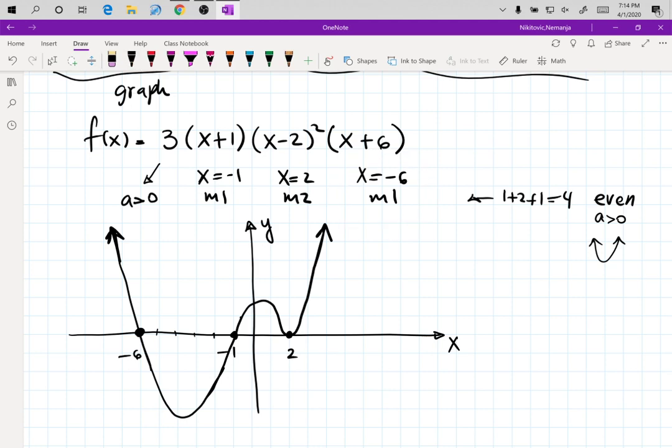So we know that m1 roots, they shoot straight through. m2 roots, they bounce off. m3 roots, they shoot through like a cubic, and so on. So this is your m1 shooting straight through, m1 shooting straight through, and m2 bouncing off. All of these pieces, they have to connect every single time, right?